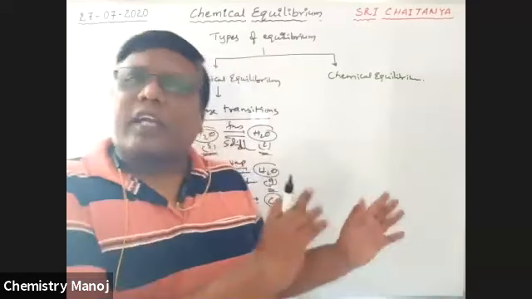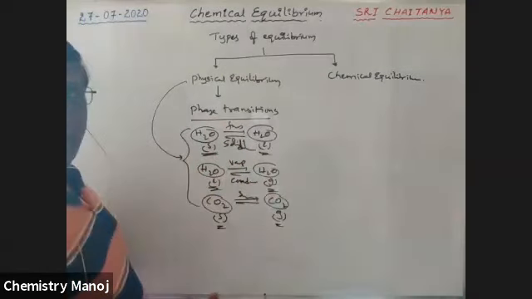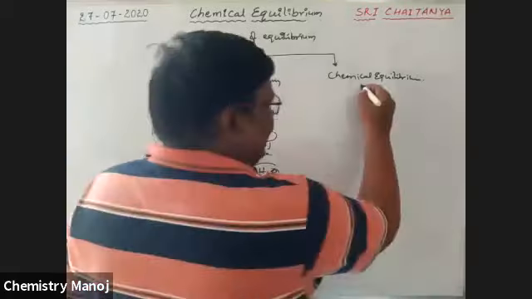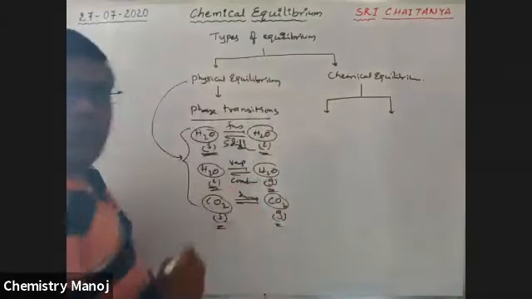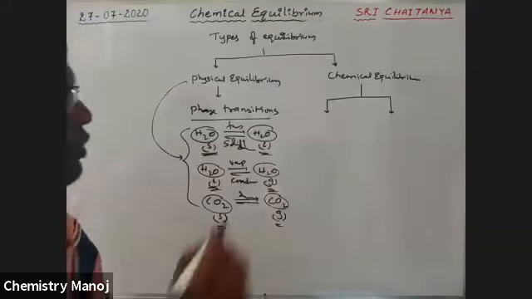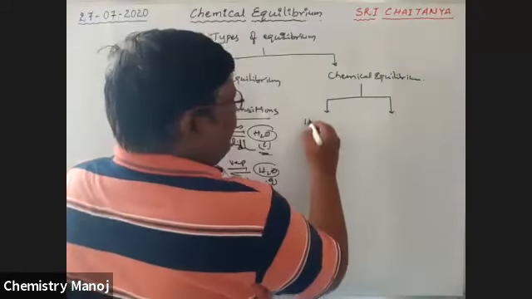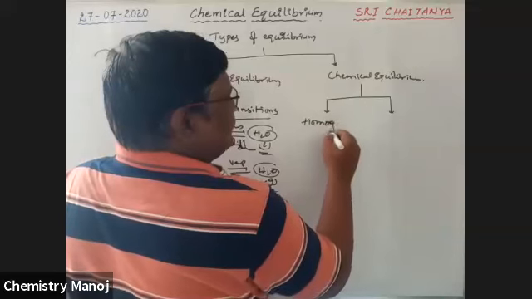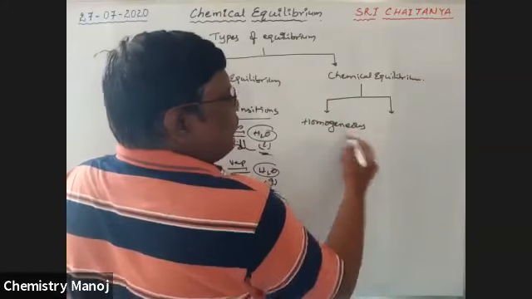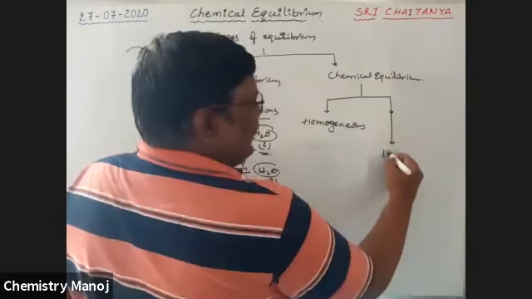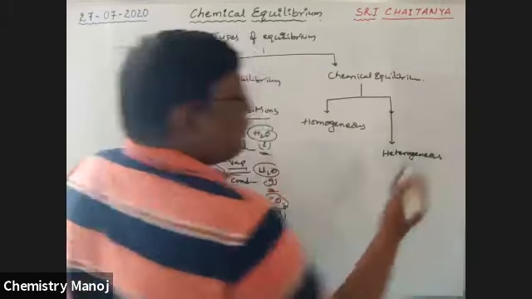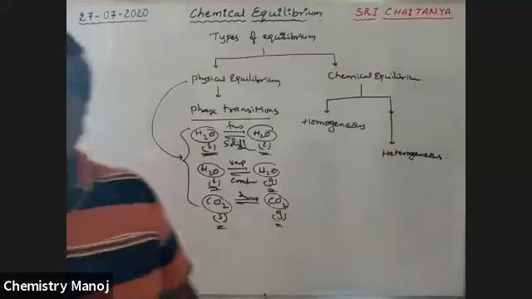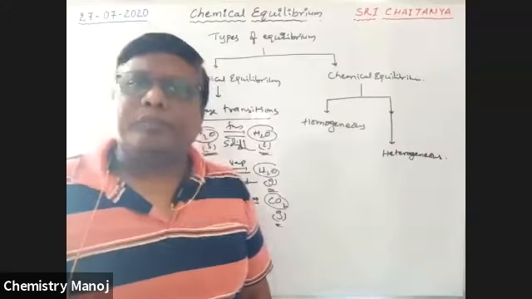Now I am entering into chemical equilibrium. So what is chemical equilibrium? Depending on the situations, chemical equilibrium is divided into two types. One is homogeneous equilibrium and the other one is heterogeneous equilibrium.